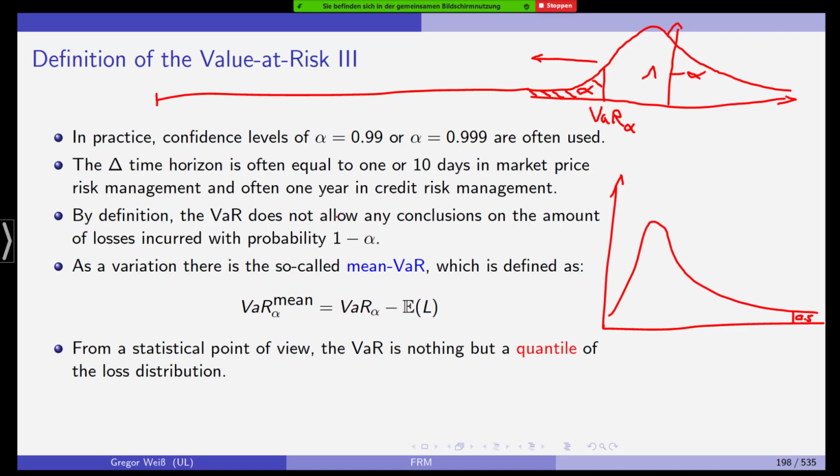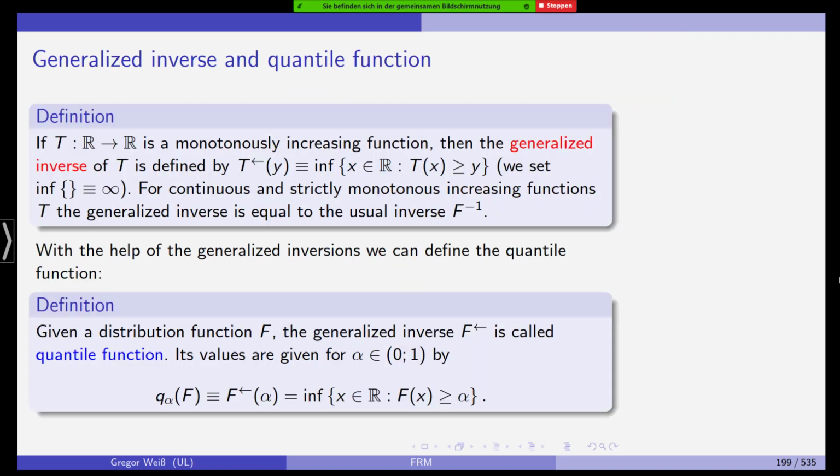So this is what I mean with that you cannot draw any conclusions on the amount of losses incurred with probability 1 minus alpha or beyond this point. So as you can see, it depends on how you define alpha. If you define alpha with 99%, obviously this wouldn't make too much sense. So in this case, alpha would be 1%. You can also use a variation, which is the so-called mean valued risk, which is simply defined as the VaR minus the expected loss. It's economically a little bit more interesting, I guess, but it's still a quantile.